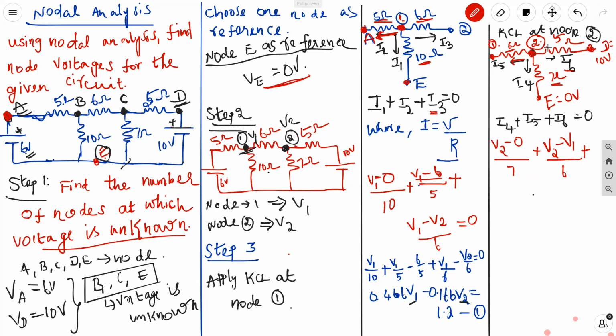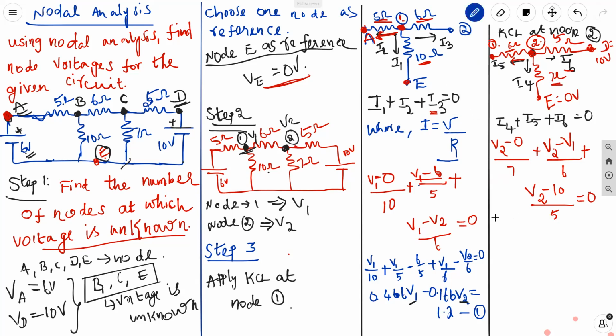And see that it is connected between node 2 and node D. So the node 2 voltage is unknown, right? Then the node D voltage is 10 volt. So V2 minus 10 divided by the resistance 5. Okay, V2 minus 10 divided by 5, right? Which is equal to 0. Now we just simplify this expression so that we can get the equation.